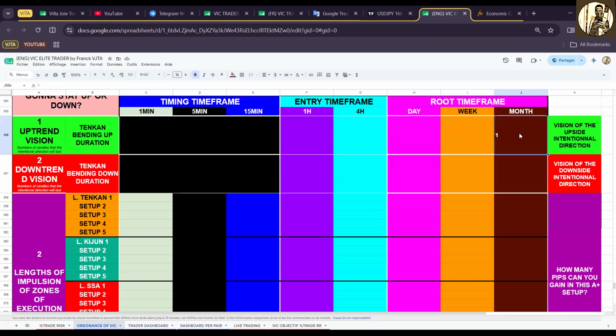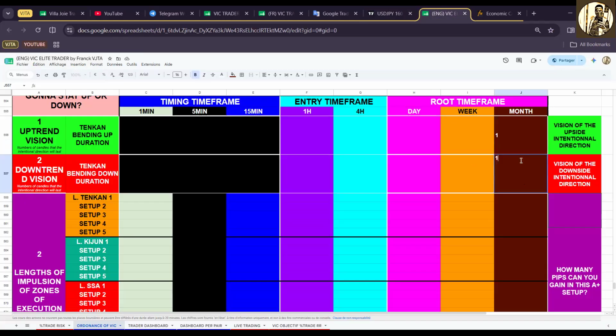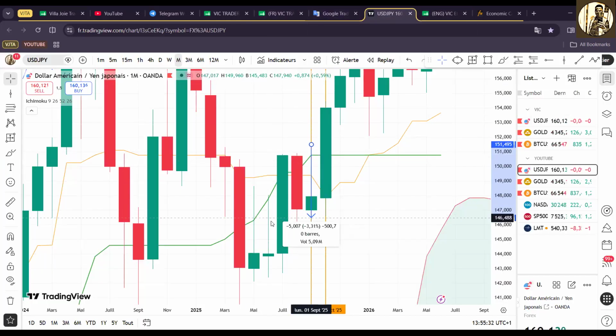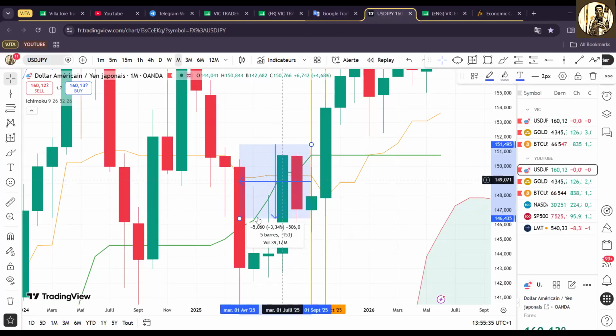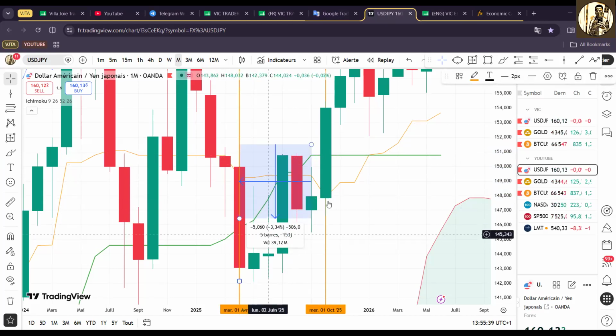So that's the lowest period that they can stay bent to the downside, and this one to the upside. So we're going to write 1 here at the bottom. Now after that we have this Tenkan bending to the upside, from this level to there. That is literally 4 bars.